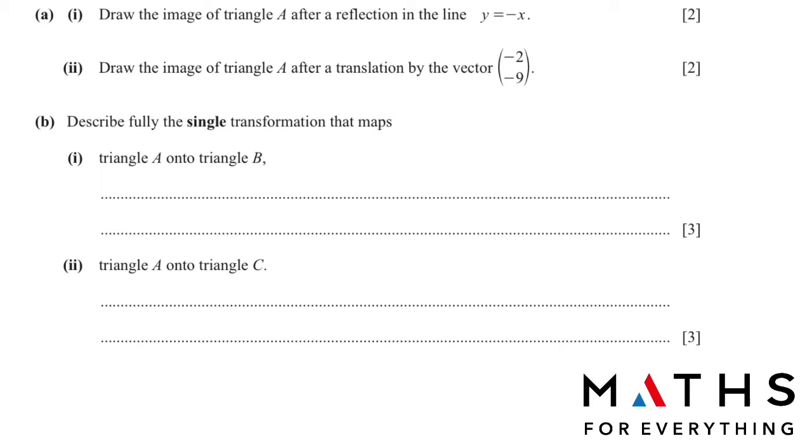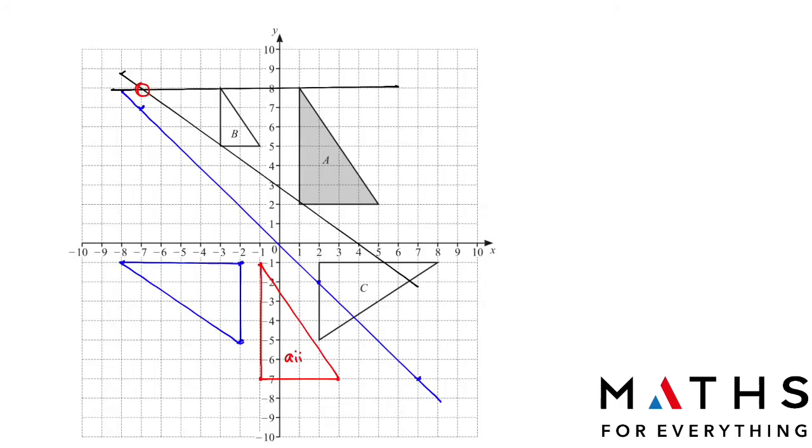Moving on to the next, describe fully the single transformation of triangle A onto triangle C. You can see that triangle A has been rotated to triangle C. So the first mark you get for writing rotation. The second, you need to write the center of rotation. And for the third, you have to write the degree of rotation and whether it is clockwise or anti-clockwise. So you got your first mark here, rotation.